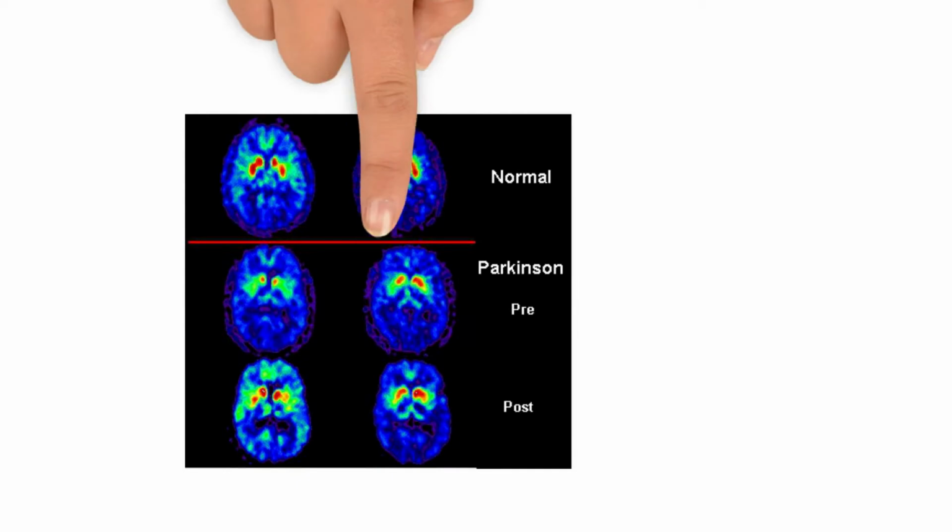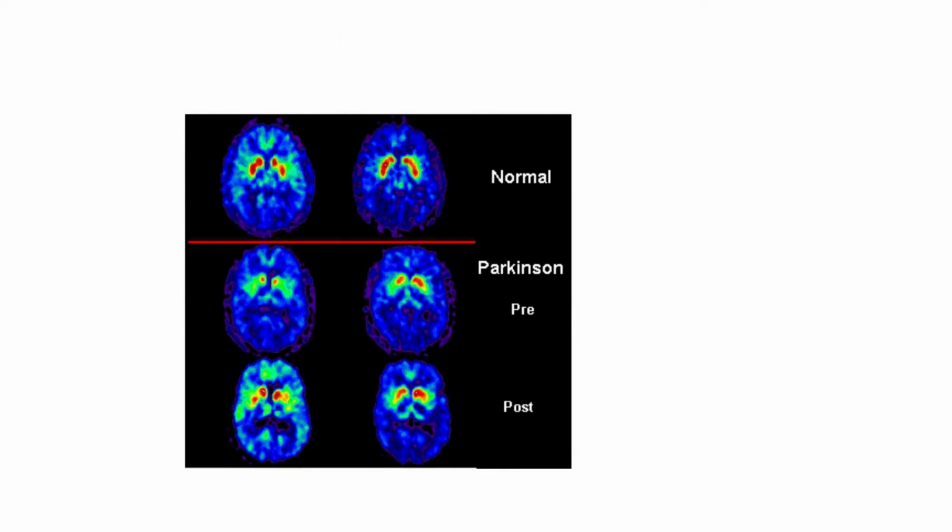Here's a grouping of images concerning Parkinsonism. The two scans on top are of a normal person doing a simple task. The middle two images show a person with Parkinsonism attempting to do the same task. There is a decrease in the amount of dopamine being released from the basal ganglia.